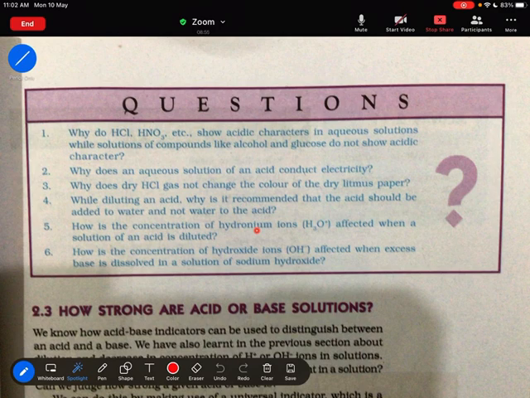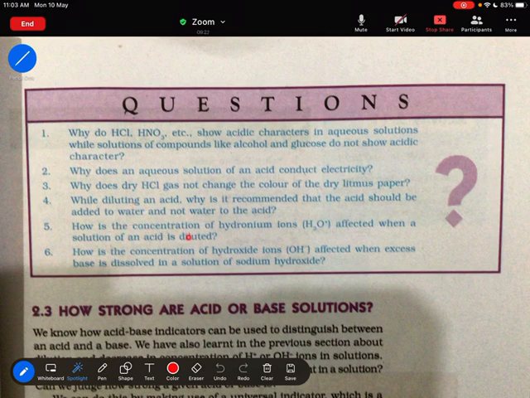So, while diluting an acid, it is recommended that the acid should be added to water, not water to acid. When acid is added to water, you will also see some bubbling and splashing, but since it is dilute, it will not cause burns.